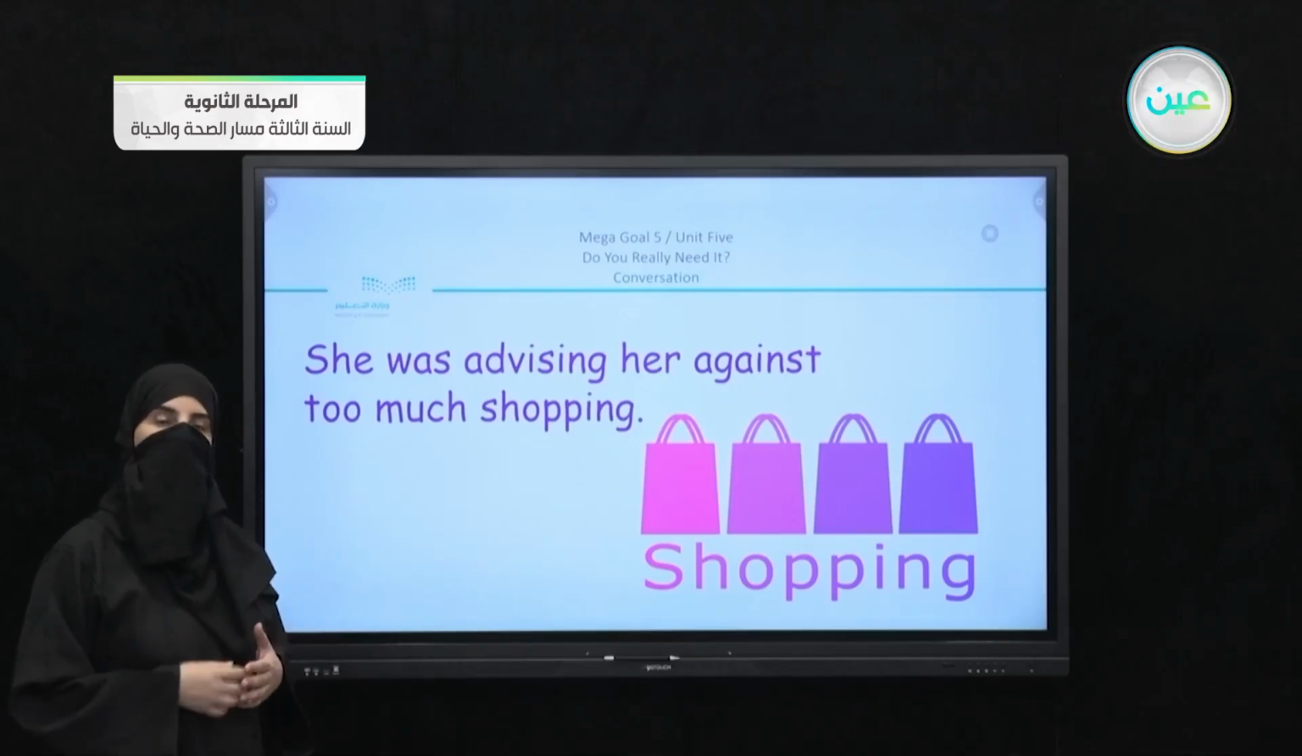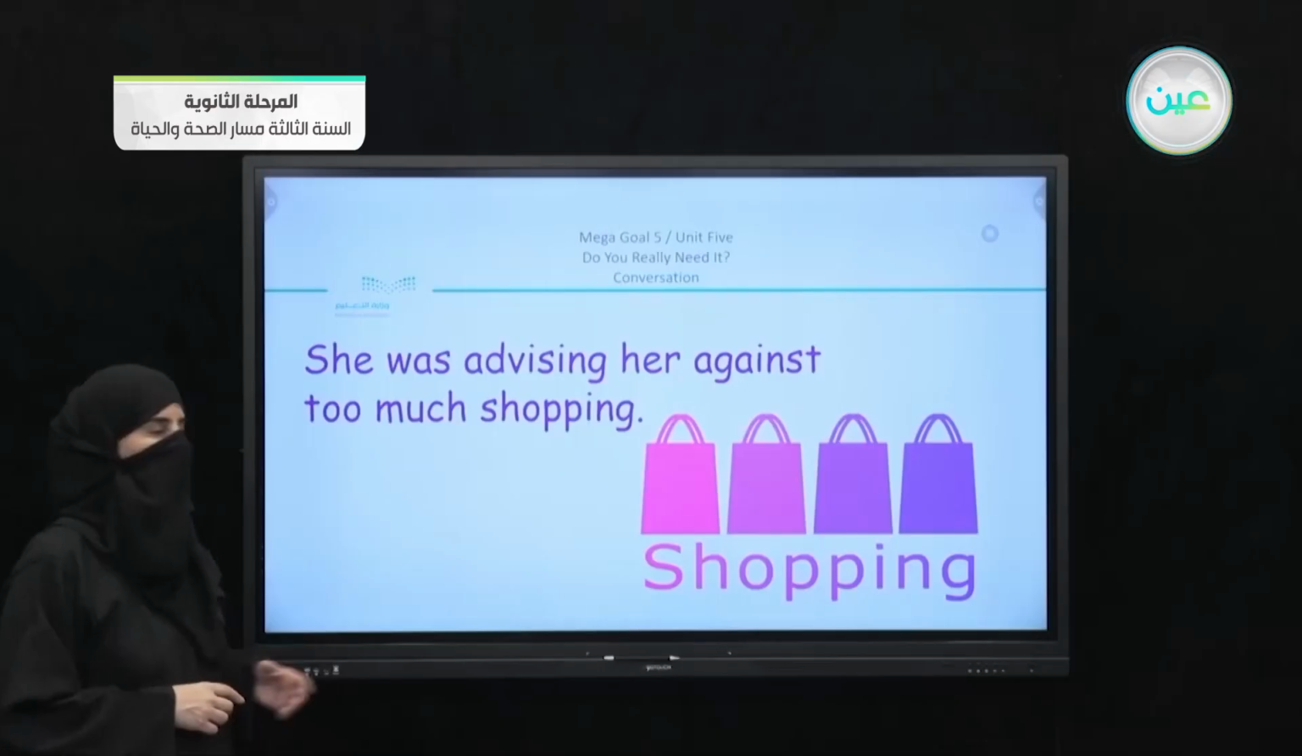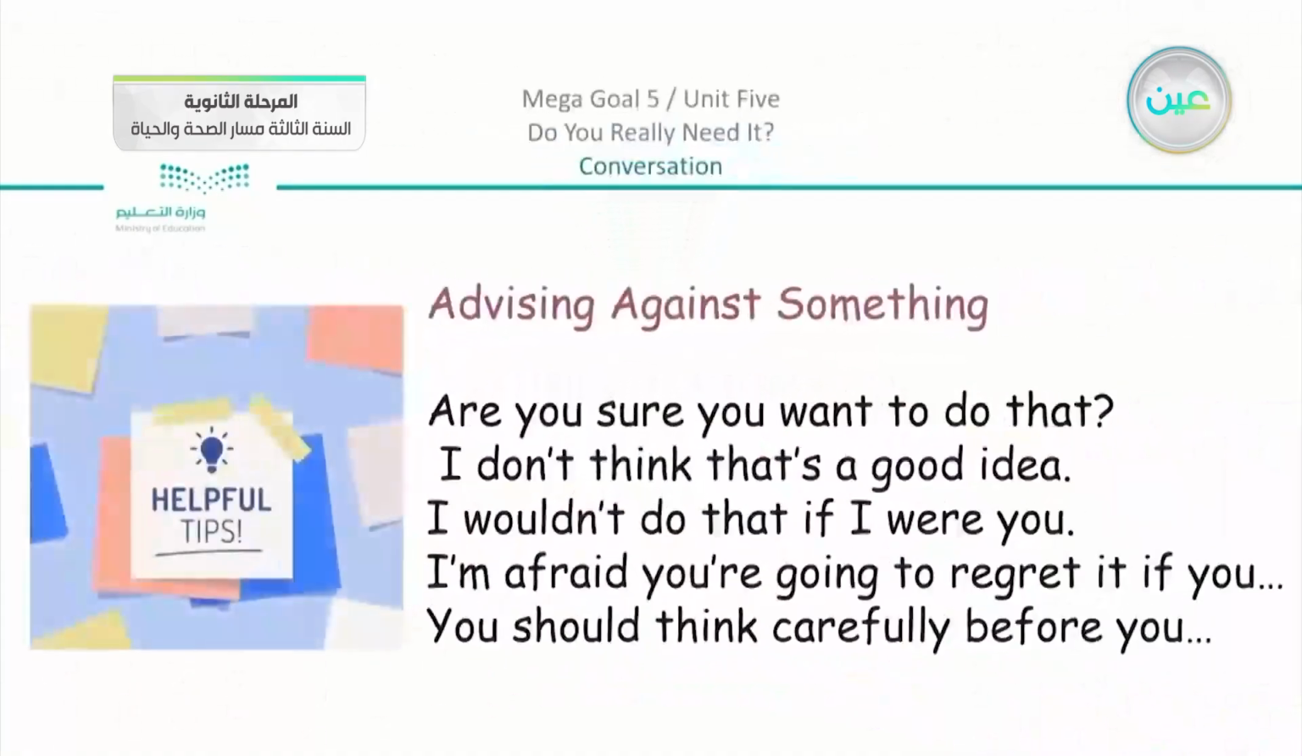Now how do I know? Because there are certain phrases. So let's see here. If you are going to advise against something, there are some phrases that you can use while advising here. For example, are you sure you want to do that? So once I'm asking this question, I am just giving the impression that this is not something correct to do.